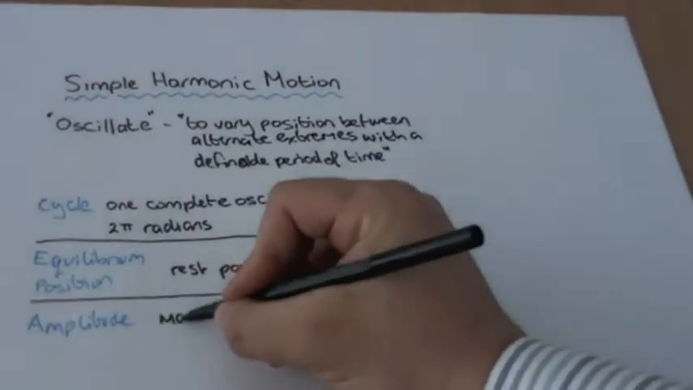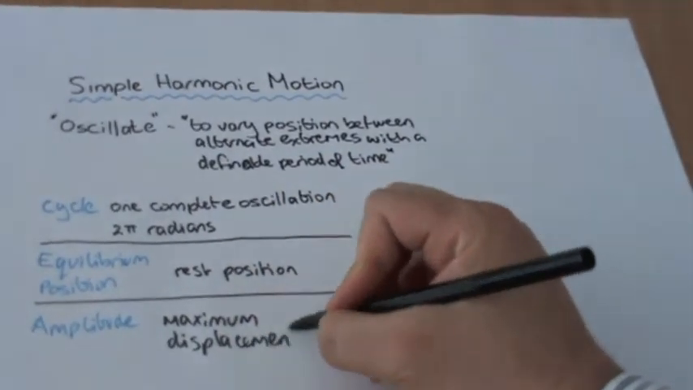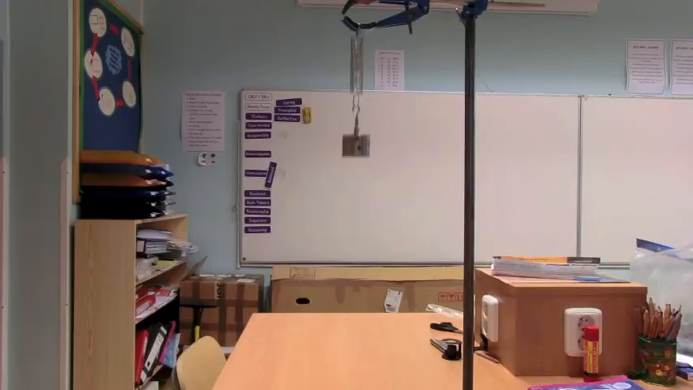Amplitude is the maximum displacement from the equilibrium position. Here we see the spring moving from its minimum displacement position through the equilibrium position to the maximum displacement position and back again. The maximum displacement is the amplitude.